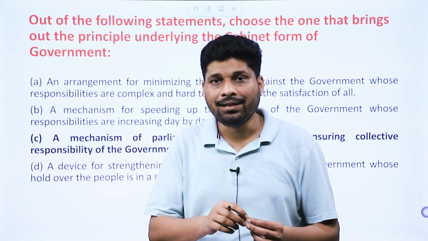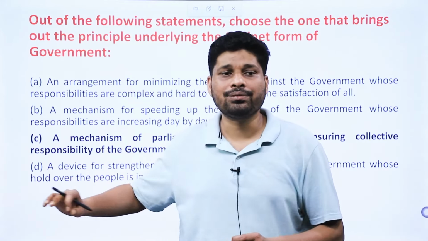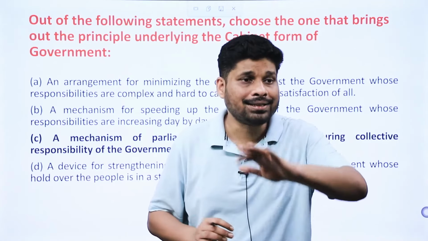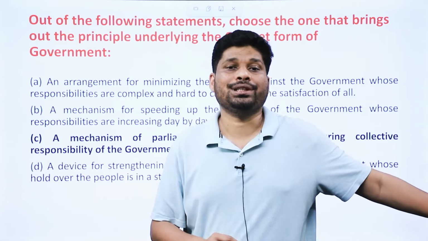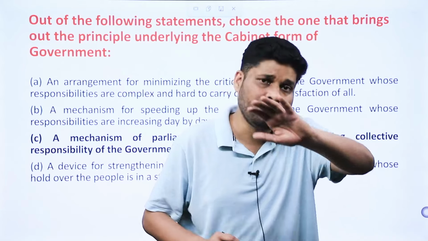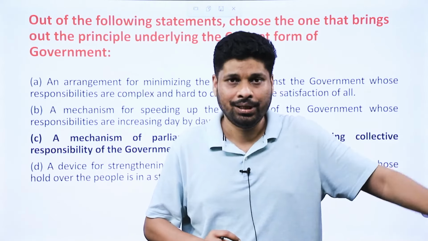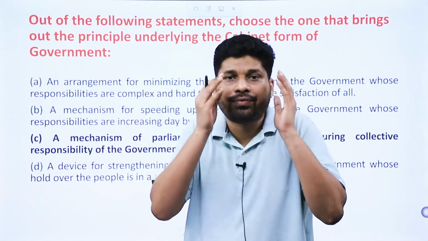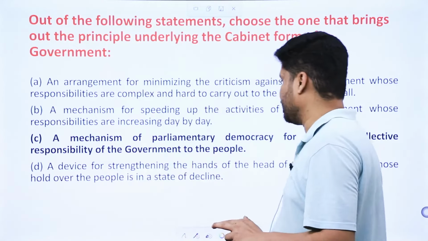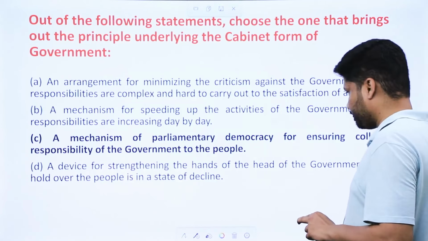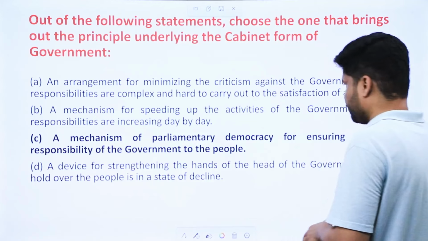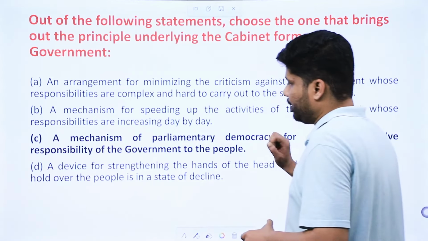Alright, second thing, whenever there will be a no confidence motion, it will be against the whole ministry. And if the motion is passed, then the whole ministry will have to resign. The whole ministry will resign or the president will dismiss the ministry. That is collective responsibility. So cabinet form of government works on the basis of collective responsibility, which is our third option. All right.